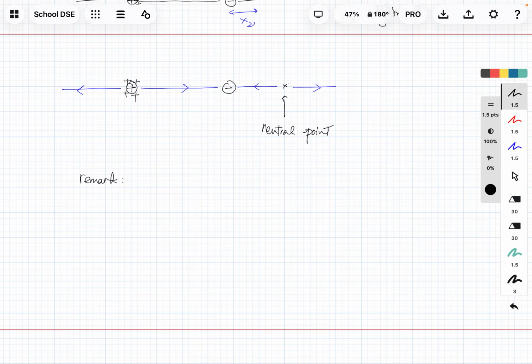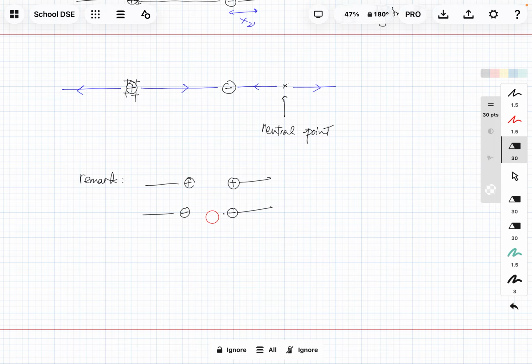Now let's see, can I conclude that if you have two currents, then the neutral point is closer to the one with a smaller current? I think maybe. Let's say in this case, you have two currents. I call them I1 and I2. So I denote this, let's say this is in red.